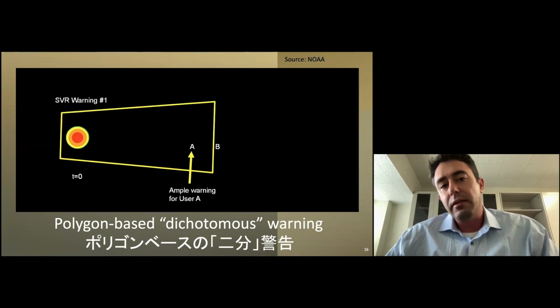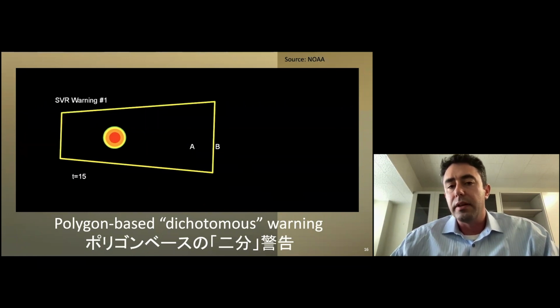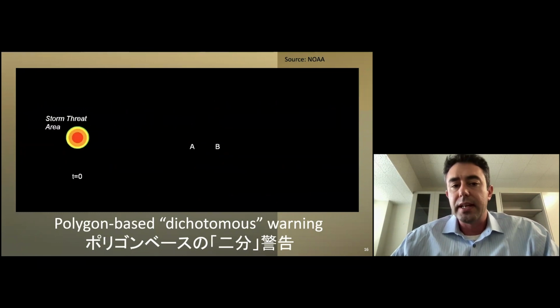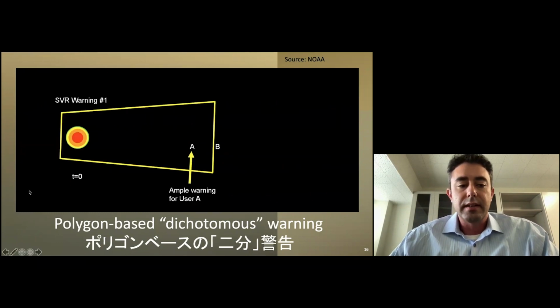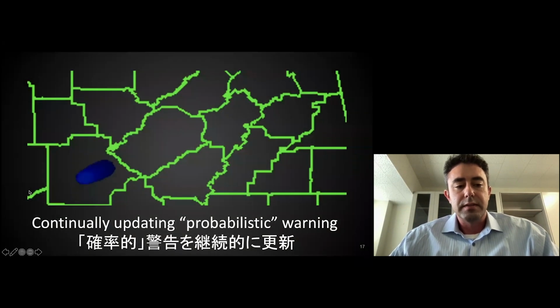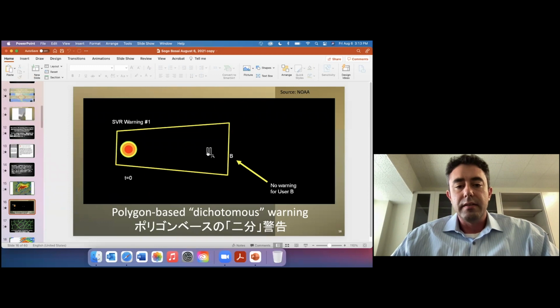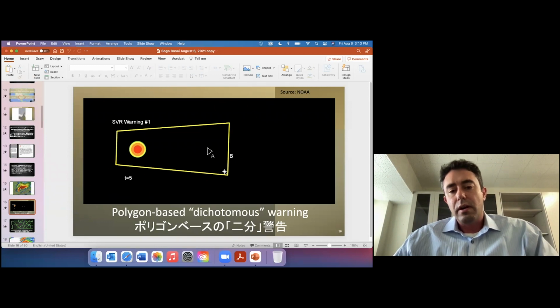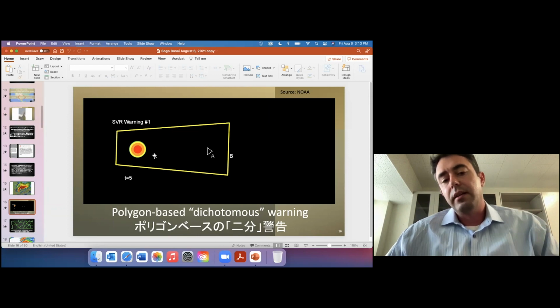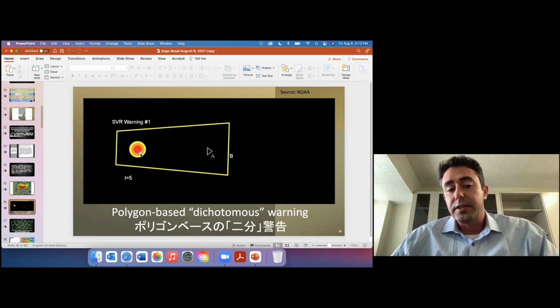I'm going to slow down this visual and walk you through one of the challenges that the Weather Service faces using this polygon-based dichotomous warning. Here we go. So you can see here that if you are person A in the polygon, and the tornado is represented by this red dot here, you have considerable time to prepare to take action, to protect yourself.